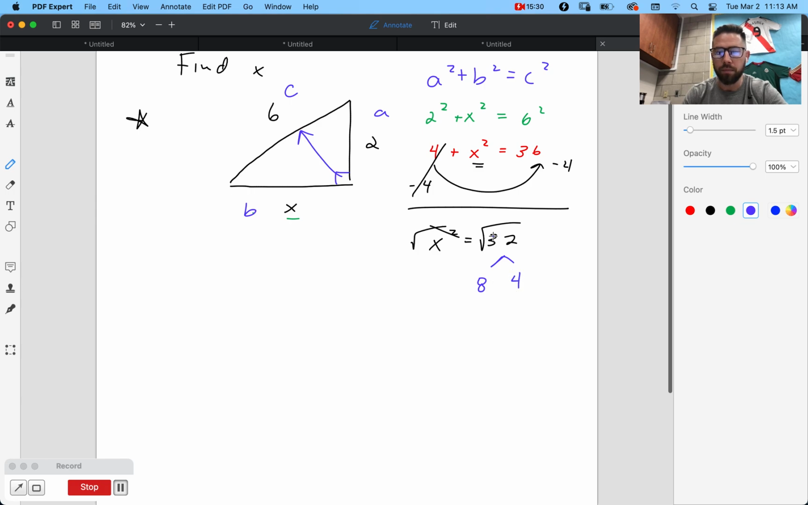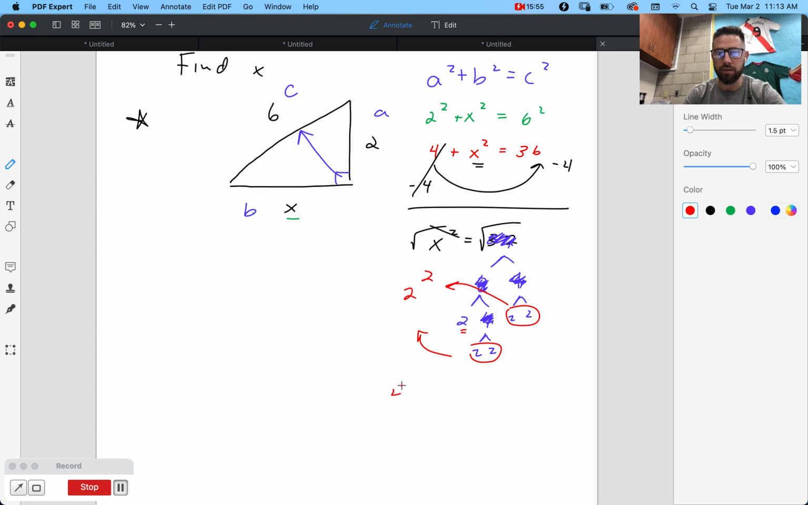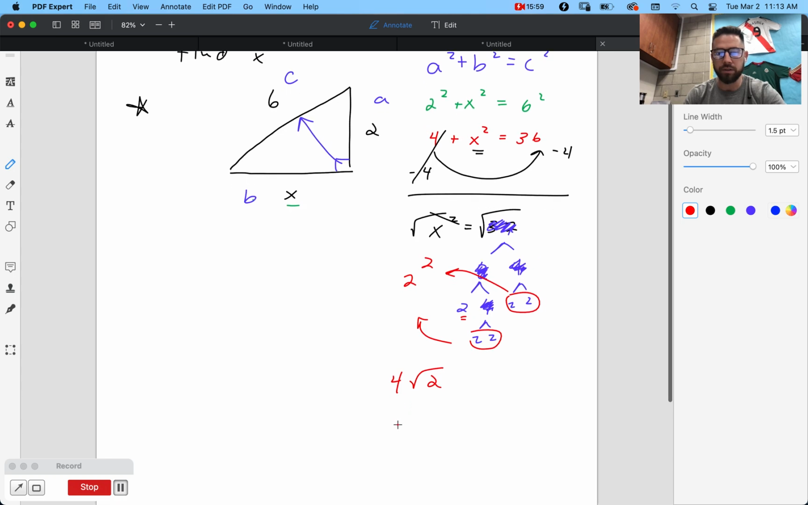8 times 4, 2 times 4, 2 times 2, 2 times 2. And everything's either broken down or crossed out. Okay, let's circle our pairs. Pair of 2's comes out as a 2. Pair of 2's comes out as a 2. Leftovers, right? Multiply these guys, 4, and my leftovers are 2. 4 rad 2 is your answer, and you're going to see it in the test as 4 rad 2.